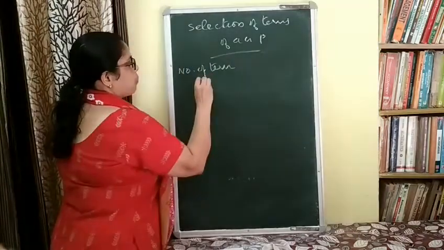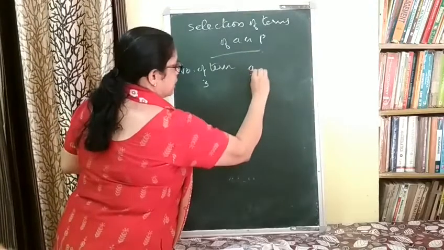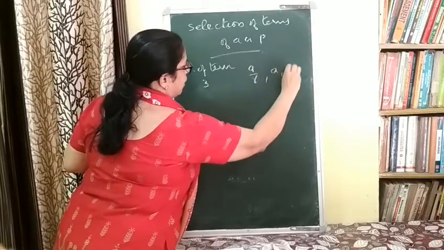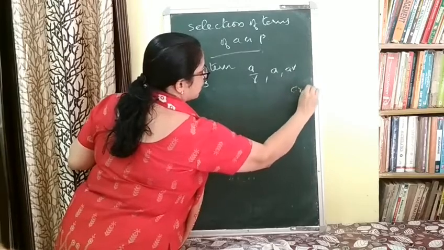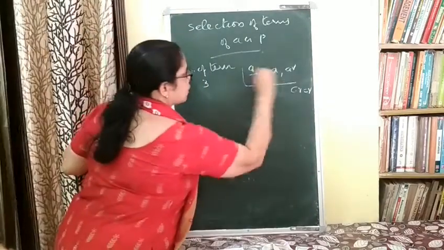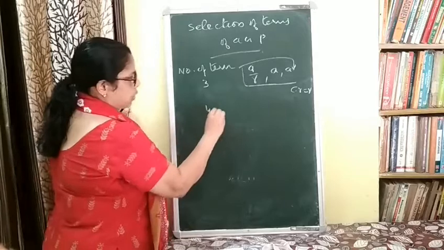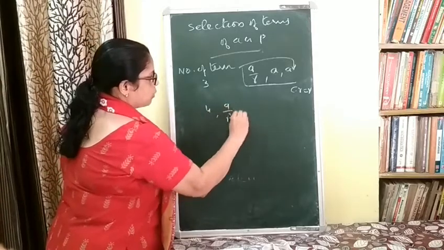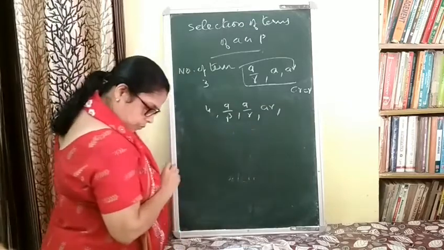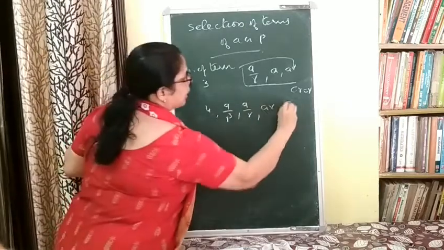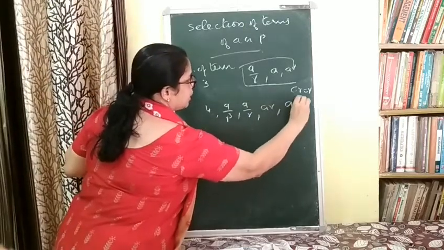नंबर ऑफ टर्म्स आपको 3 दिया तो आप ऐसे ही लेना है A बाई आर, A, AR. तो इसका कॉमन रेशियो क्या बनेगा? इसका कॉमन रेशियो R हो जाएगा. ये पैटर्न आपको याद करना है. नंबर ऑफ टर्म इज 4, देन A बाई आर क्यूब, A बाई आर, AR, AR क्यूब ऐसे ही लेना, आपको ये याद करना है.